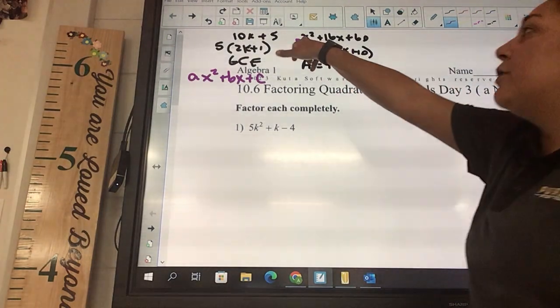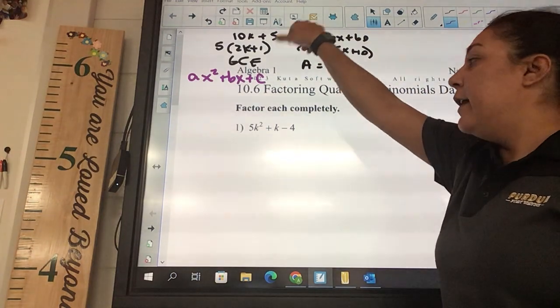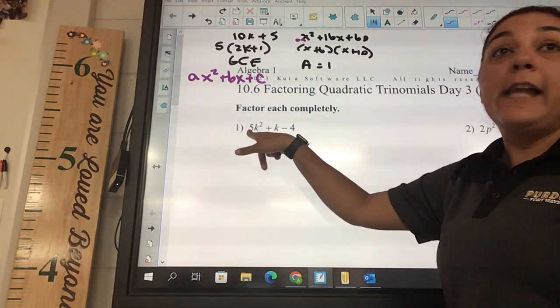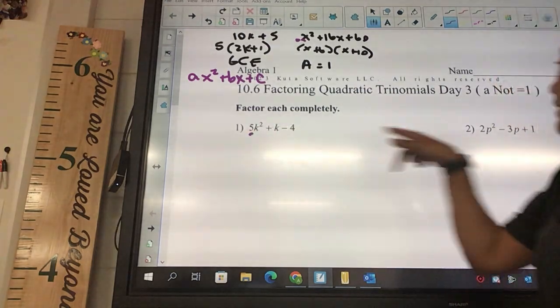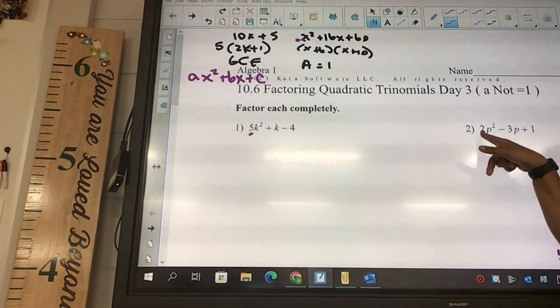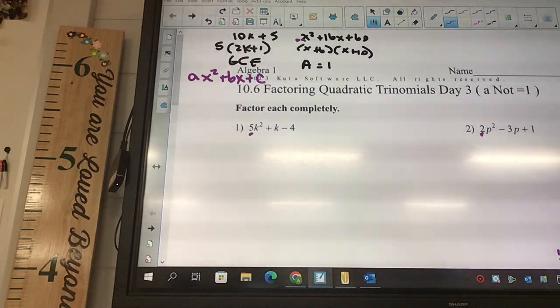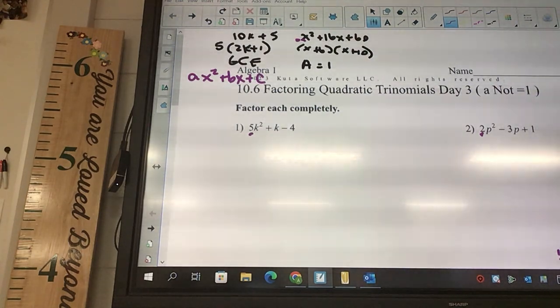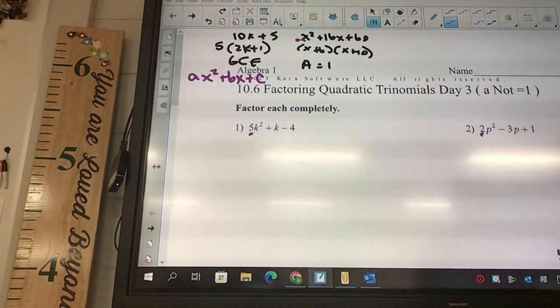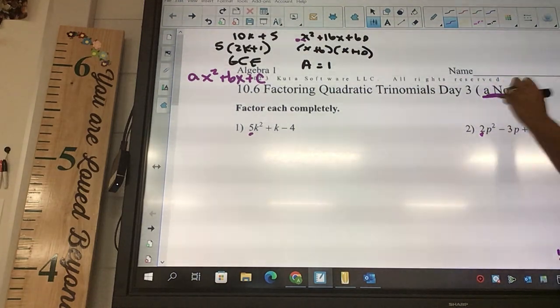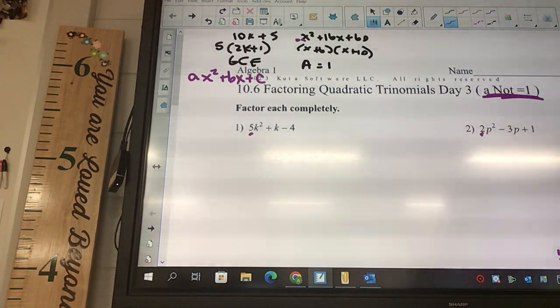Notice there was no number in front of the x. Okay, look at this. A is not 1. A is 5. A is not 1. A is 2. Number 3, what is my a? 5. What is my a on 4? 3. Okay, so that's why on this sheet it says a is not 1, because you have to factor differently.